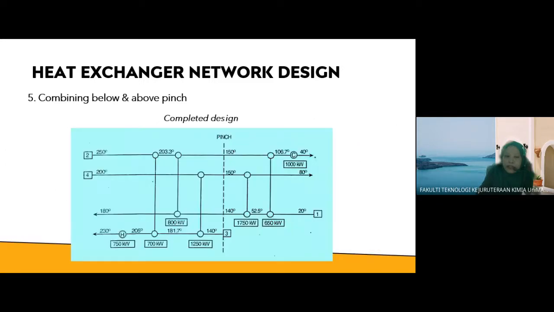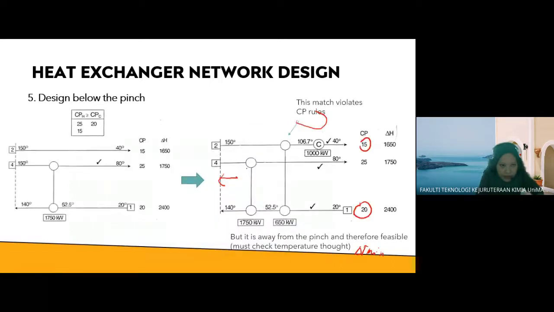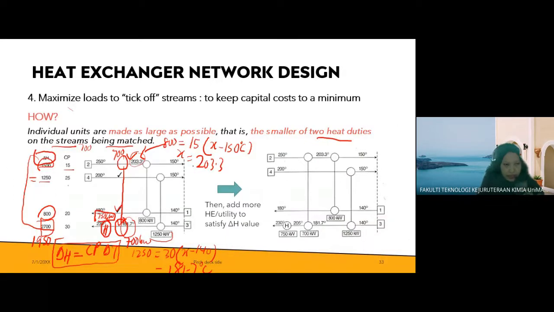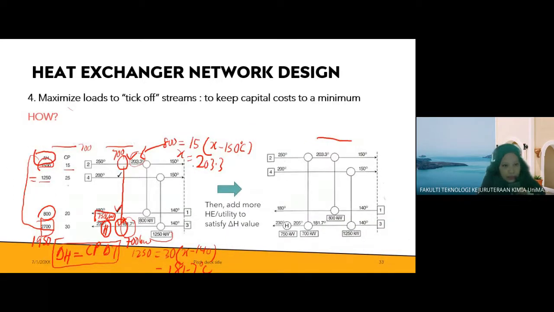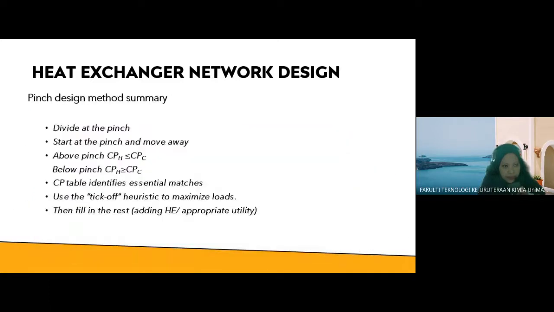And then once you have done, you can combine the area above and below the pinch and get the complete design of the heat exchanger network. Any question? Any question? Do you understand? So you just need to do it step by step. So summarizing the steps here.